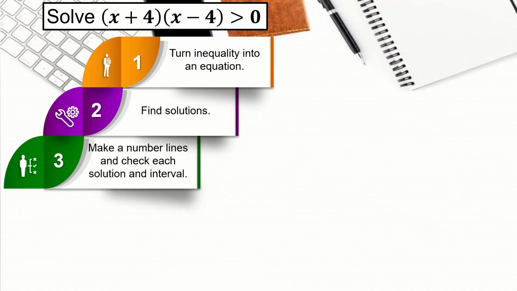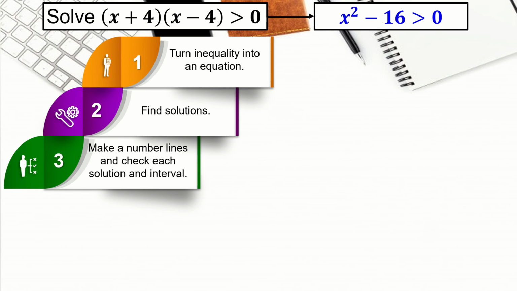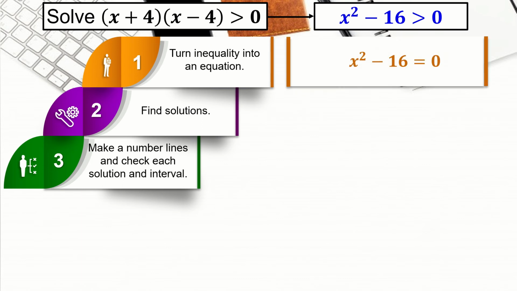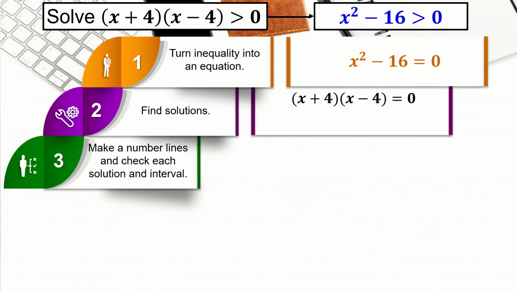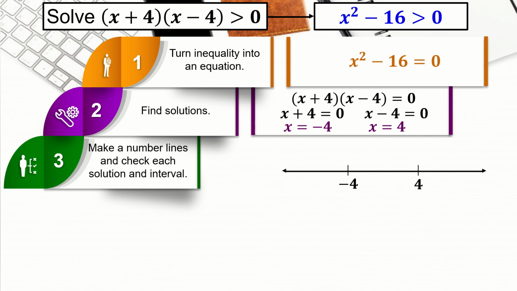So next example, x plus 4 times x minus 4 is greater than 0. Or it is also known as x squared minus 16 is greater than 0. So turn natin siya into equal sign. So x squared minus 16 is equal to 0. Then, factor out, we have x plus 4 times x minus 4 equal to 0. Equate both to 0. So we have x is equal to negative 4 and x is equal to positive 4. So that is our boundary.